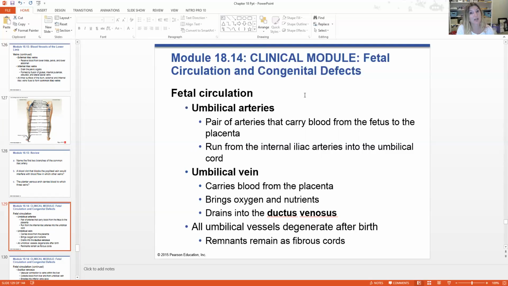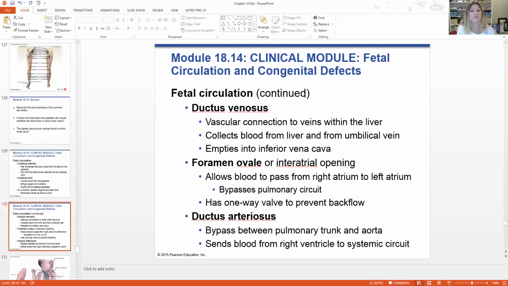The umbilical vein carries blood from the placenta. It's bringing oxygen and nutrients, and it drains into something called the ductus venosus. All the umbilical vessels degenerate after birth, and there are remnants of them in our adult selves, and we'll talk about some of those. The ductus venosus is a little connection between the veins, to the veins within the liver. And so this is connecting the blood from the liver from the umbilical vein. And of course, it empties into the inferior vena cava of the fetus, and then it circulates, just with the beating of the heart.